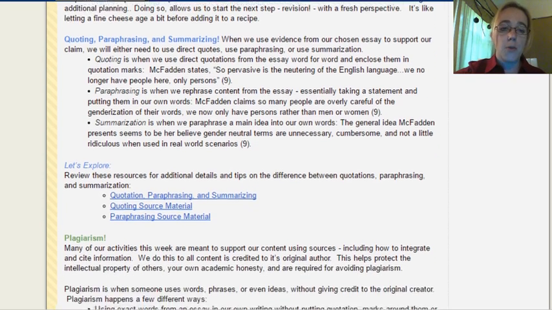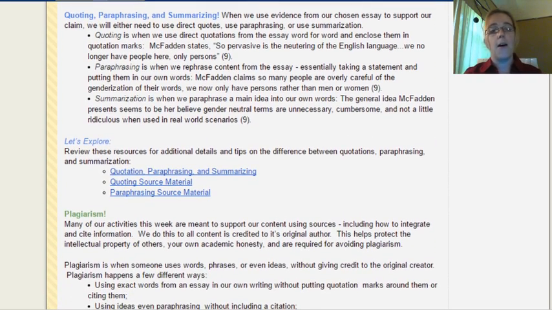This week we're talking about quoting, paraphrasing, and summarizing. These are ways that we use evidence to support our opinion, our goal in that final paper, or in any paper really, that you use. You're going to integrate evidence using quotations, paraphrasing, or summarizing.